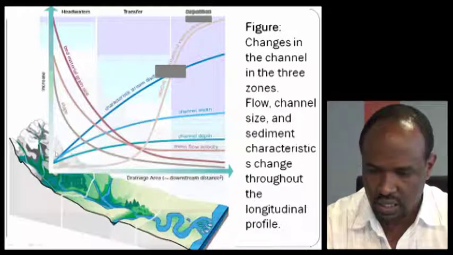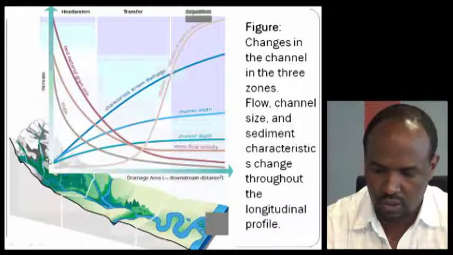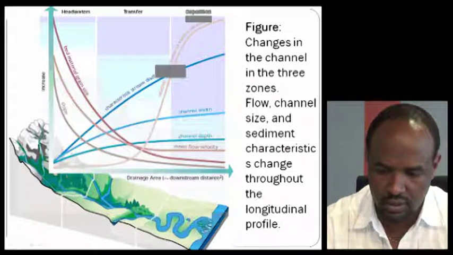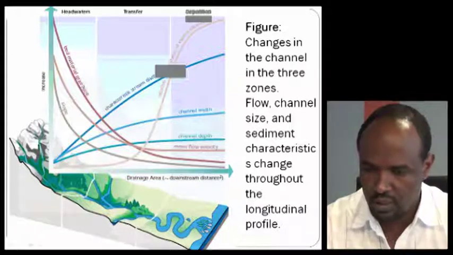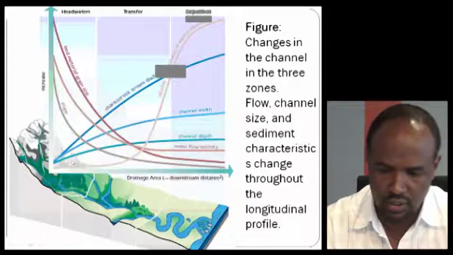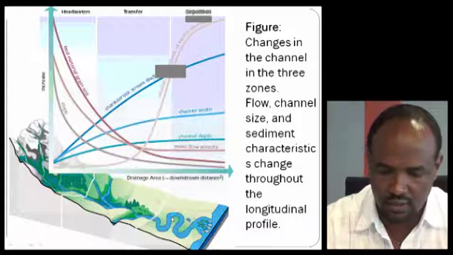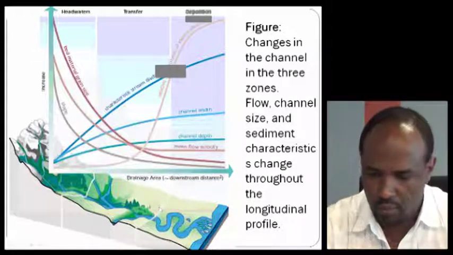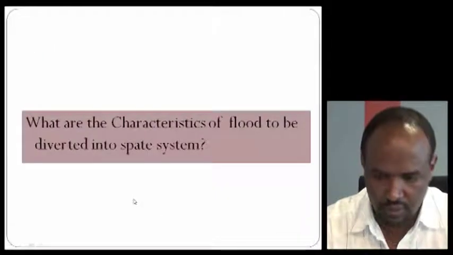If we see the channel widths, they are smaller upstream, but when we go downstream they become wider and wider. And the velocities and the size of the bed materials also go from boulders to finer or alluvial deposits. Therefore, wherever we are going to divert the flood, or place the structure, we need to consider all these characteristics of the streams.